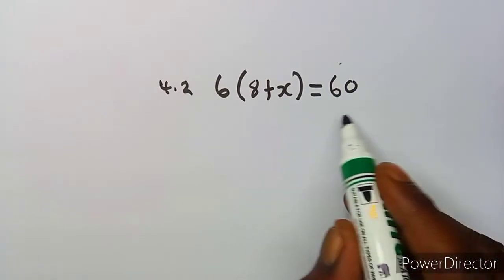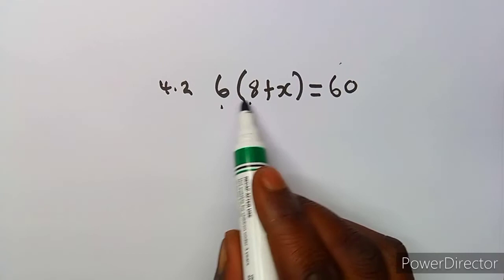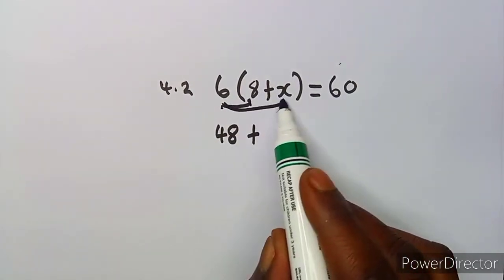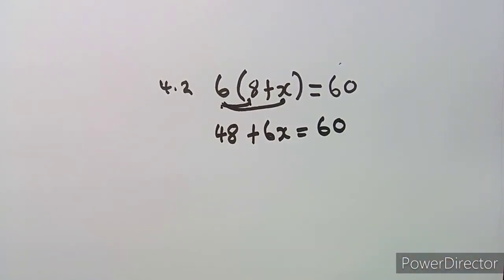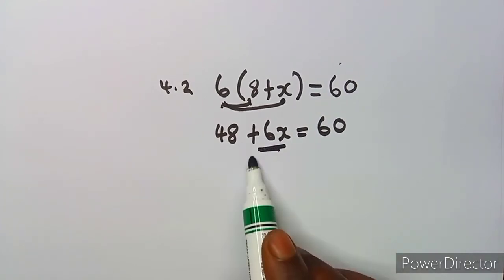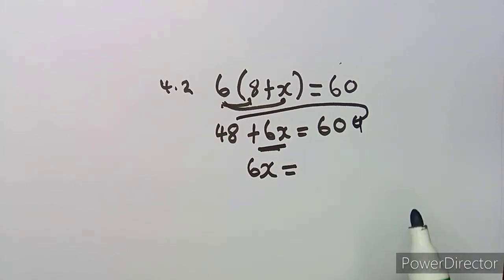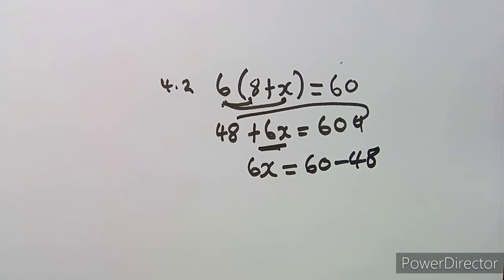You can choose to expand brackets, or you can divide by 6. It's up to you. So you can multiply by 6: 6 times 8 is 48, plus 6 times x, which is 6x, equal to 60. Collect like terms. I'm just going to remain with positive 6x on this side. 6x is equal to, I transpose this to the right hand side, 60 minus 48.